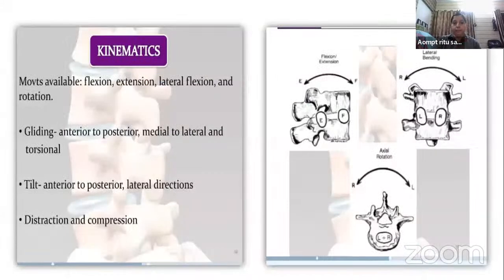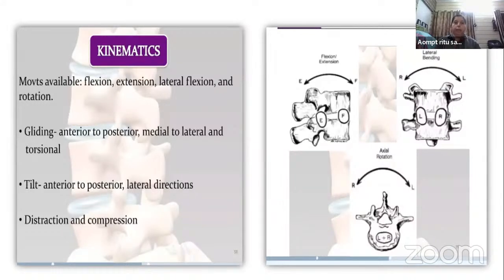So for that, we are moving towards the kinematics first. What movements are available? We all know about that: flexion, extension, lateral flexion, and rotation. These are the movements available in the lumbar spine. There is also gliding, anterior to posterior, medial to lateral, and torsional gliding, which also happens in the lumbar spine.